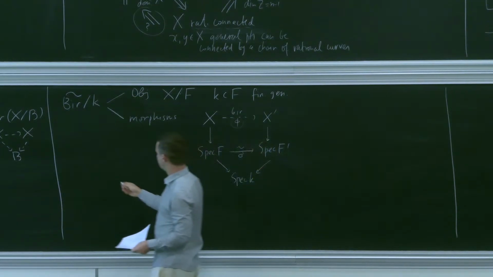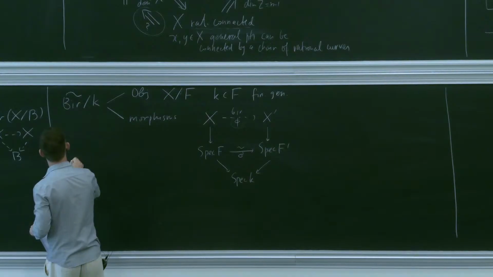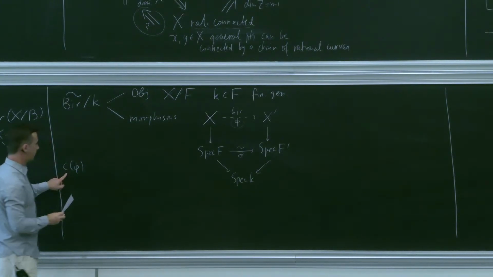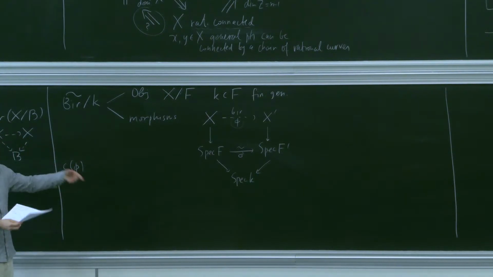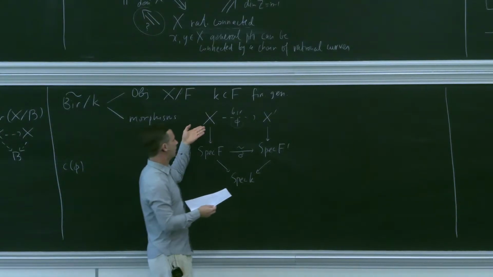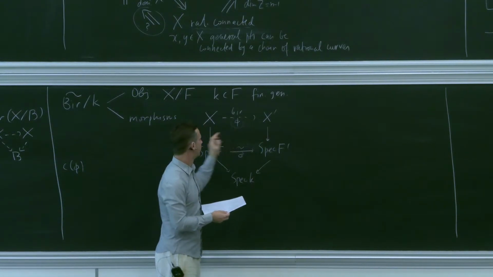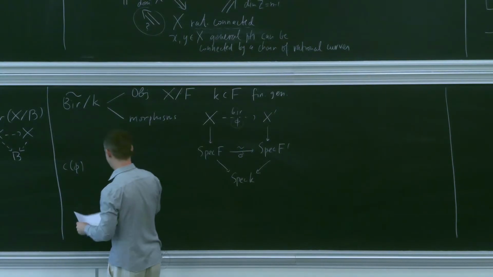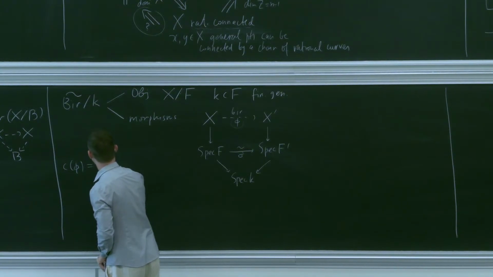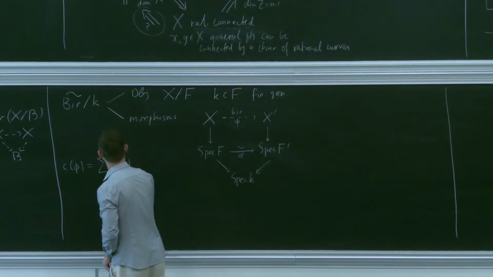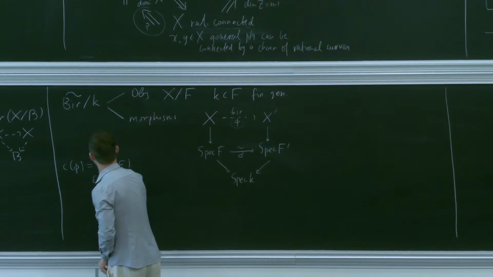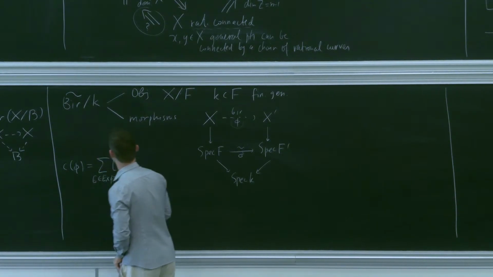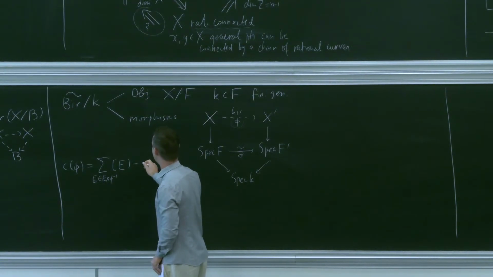We can look at, for such a map, we can still define its motivic invariant C of phi just by doing the same thing, by looking at exceptional divisors here and here. I want to write the same formula, so E is exceptional for phi inverse, D is exceptional for phi, and the sum is taken over the difference.